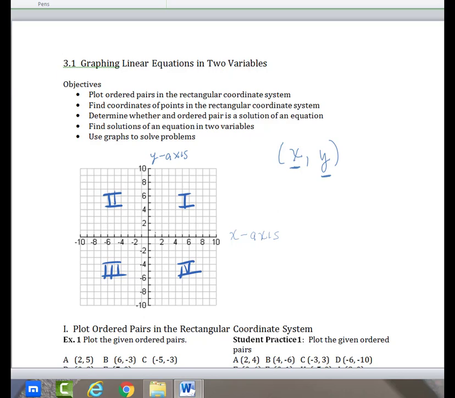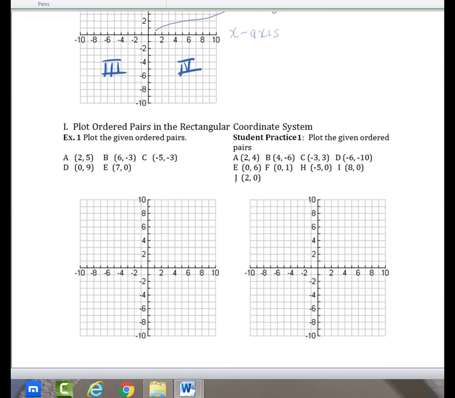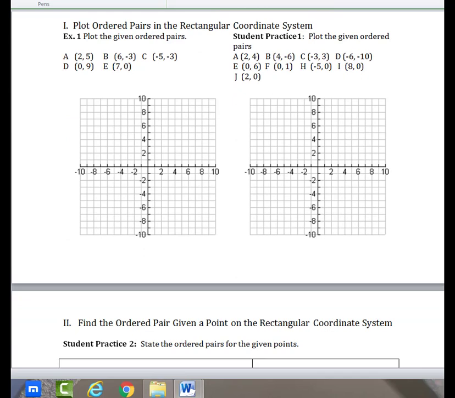Where the two number lines meet is called the origin, and the origin has an ordered pair of 0, 0, meaning on the x-axis you're at 0, and on the y-axis you're also at 0. So we're going to start by just plotting some points. And these are ordered pairs.